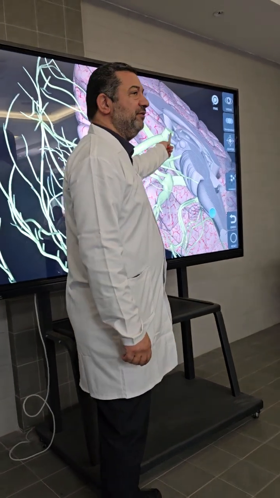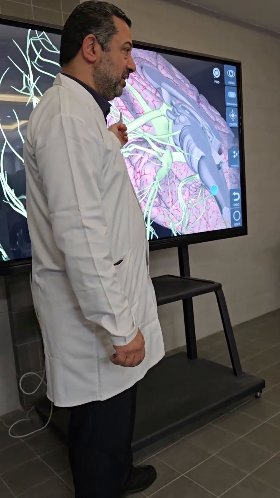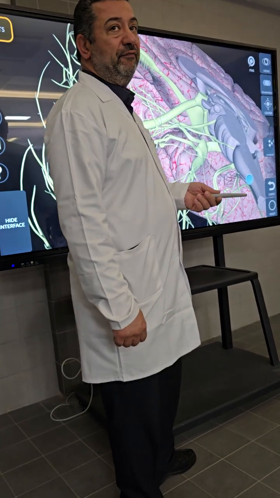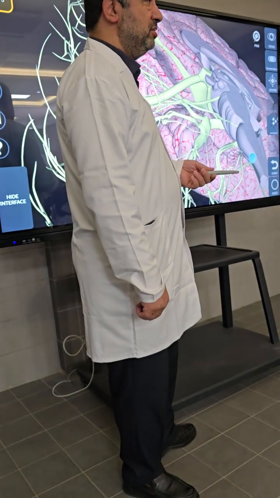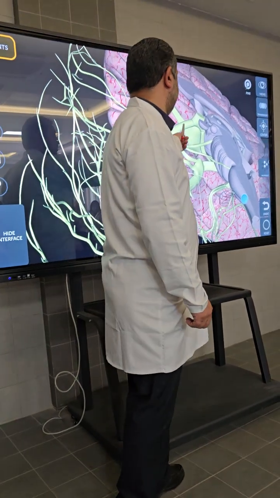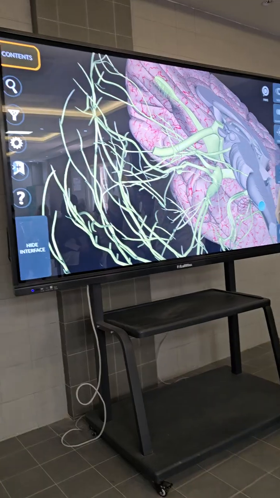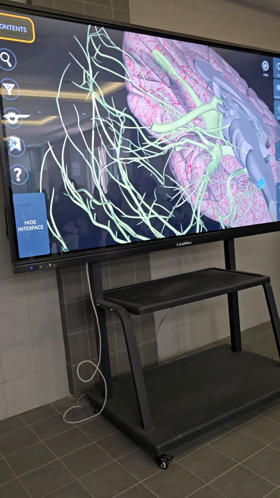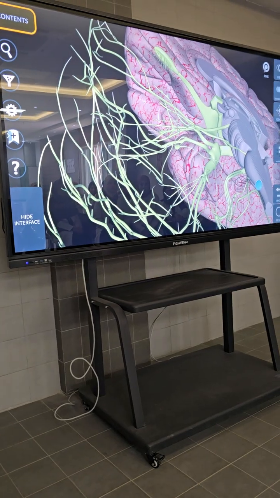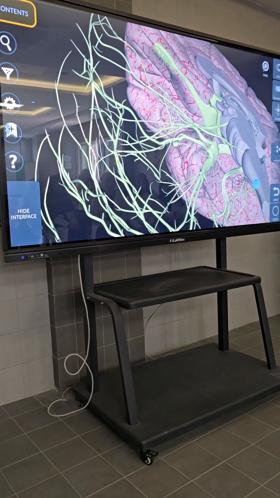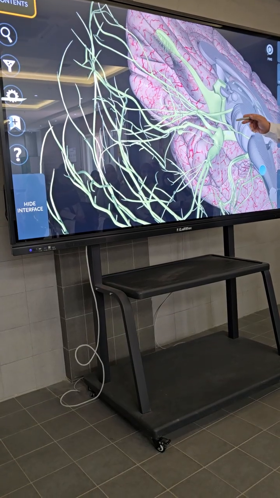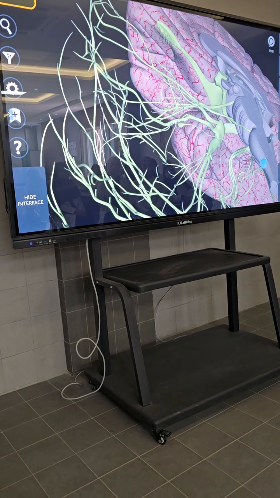I told you this nerve is the optic nerve, the second cranial nerve, and the myelin sheath of the fibers of this nerve is formed by the oligodendrocytes here. I will remove the optic nerve, and you see here the optic tract and optic chiasma.